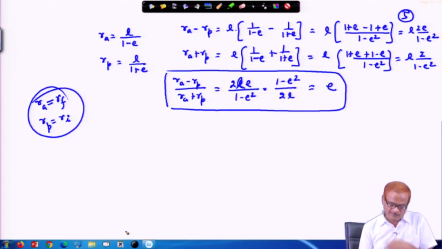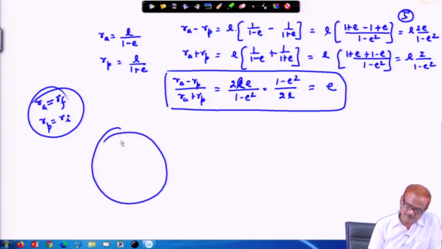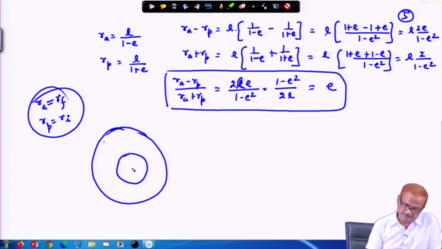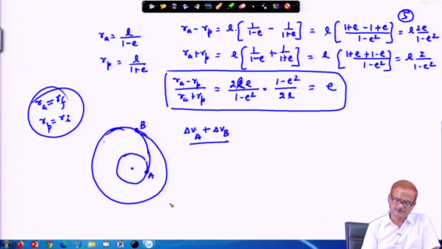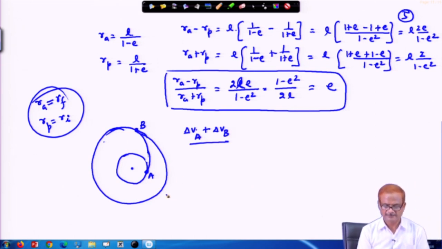Now we can derive for one general trajectory transfer in these parametric terms. That means this is at point A and here another point B, and you just want to go from this orbit to this orbit. You want to send the satellite from here to here, from point A to point B. Okay. So, how much total impulse will be required? So, total impulse will be given by delta V A plus delta V B. This we need to compute. Okay. And a general derivation can be done.